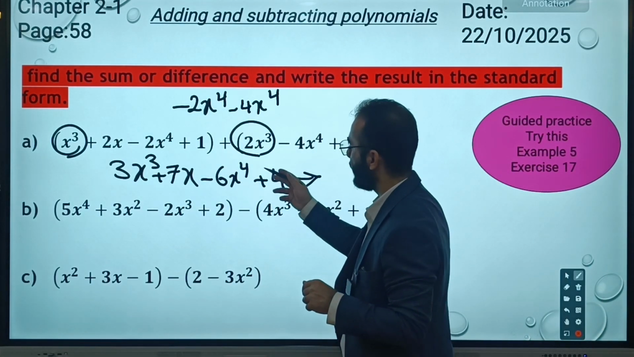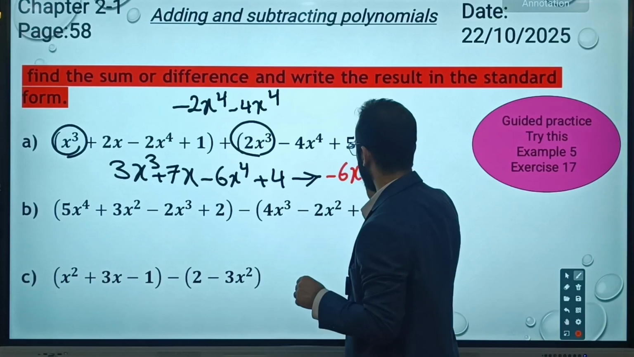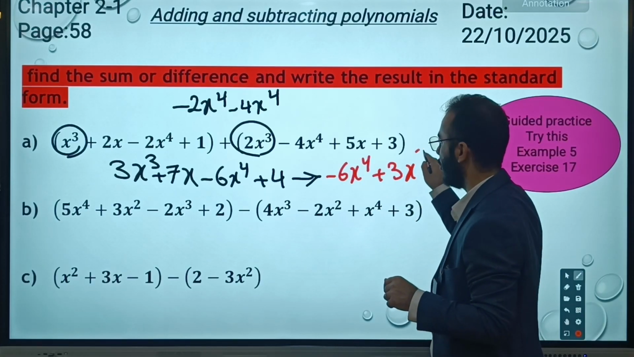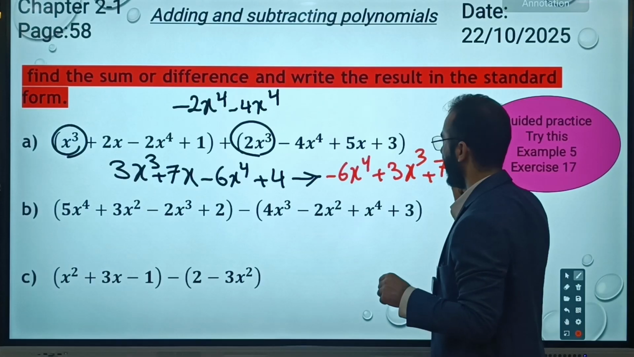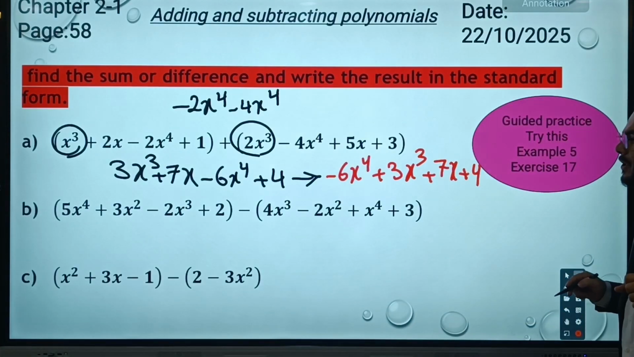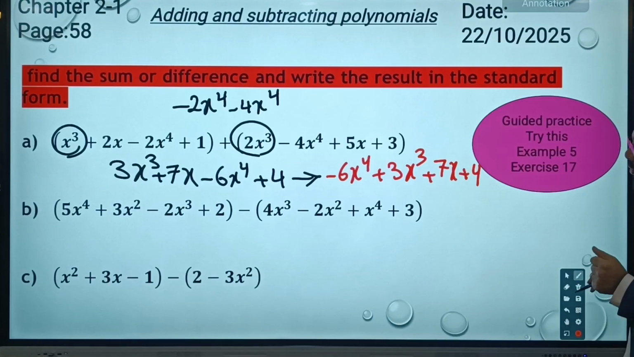The highest degree is 4, so negative 6x^4. And then we have plus 3x cubed. Then we have plus 7x and plus 4. This is the result in standard form. How about the next one, part B?